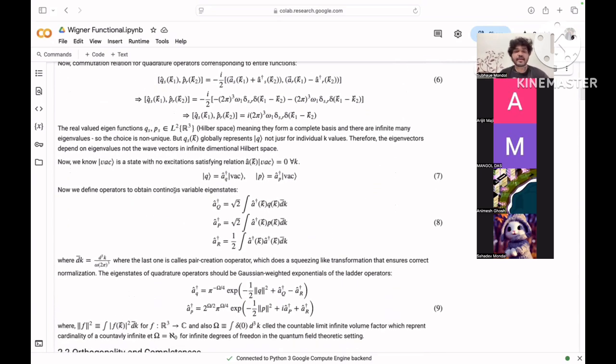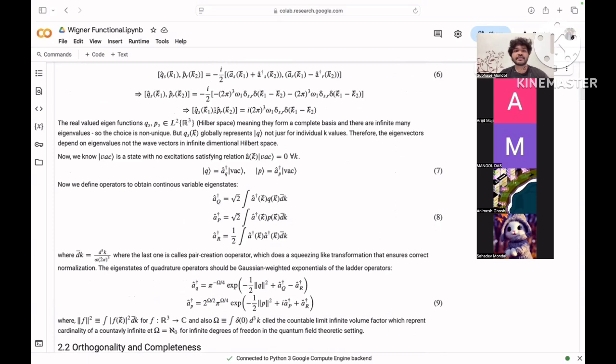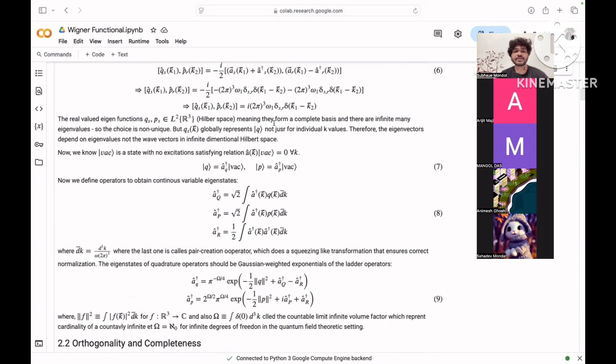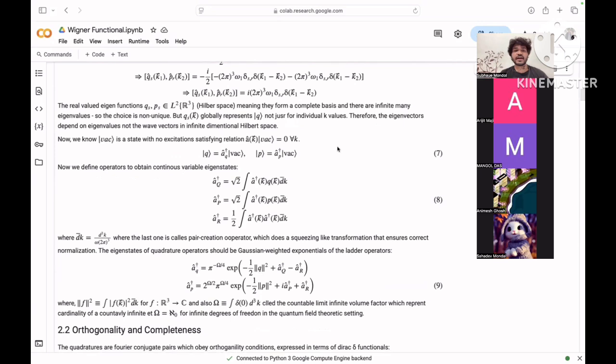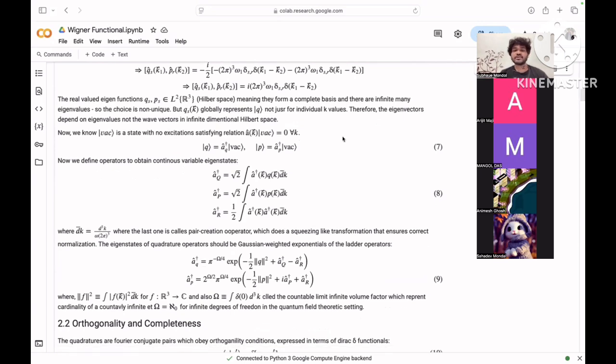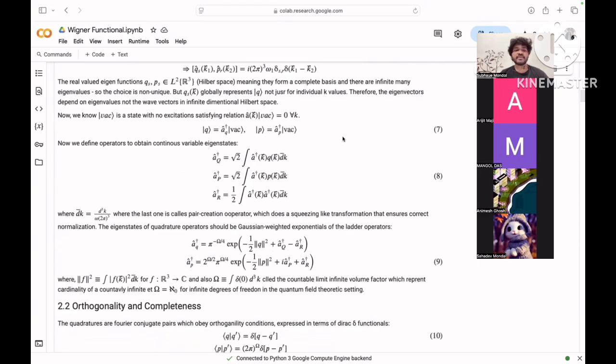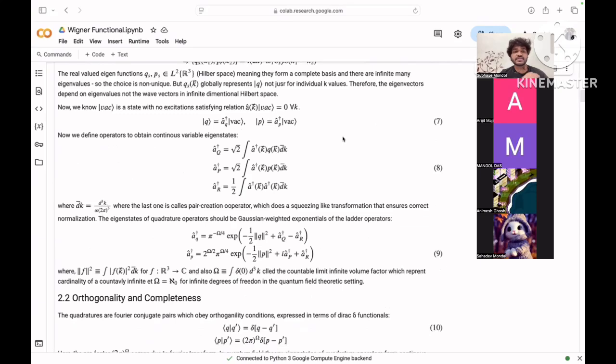And the real valued eigenfunctions, PS and QS, belong to the Hilbert space, meaning that they form a complete basis, and there are infinitely many eigenvalues. So the choice is not unique, but QS and PS globally represent Q and P states, not just the individual K states. Therefore, these eigenvectors depend on the eigenvalues, not the wave vectors, in infinite dimensional Hilbert space.